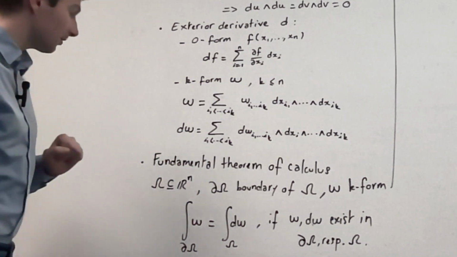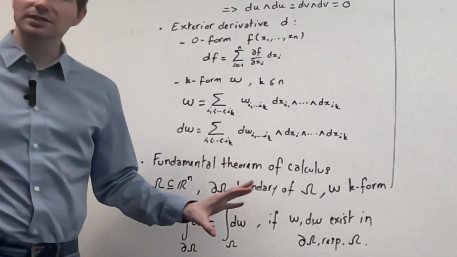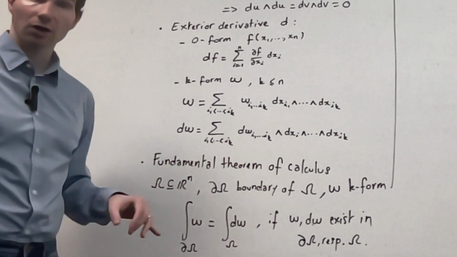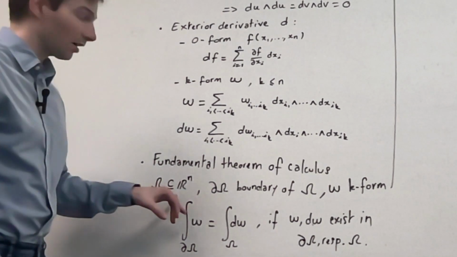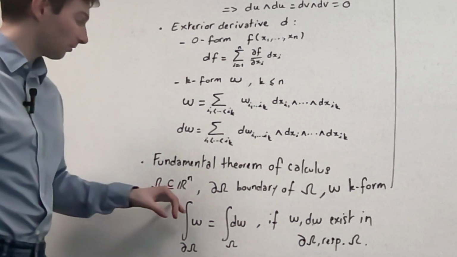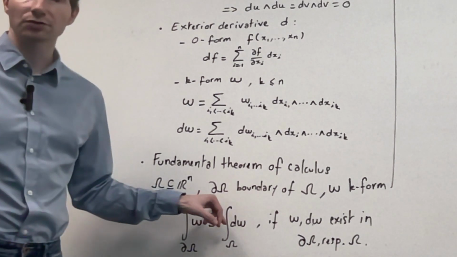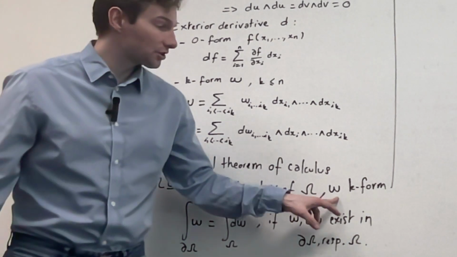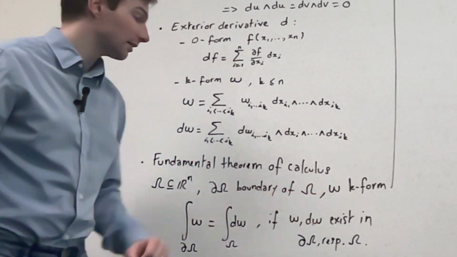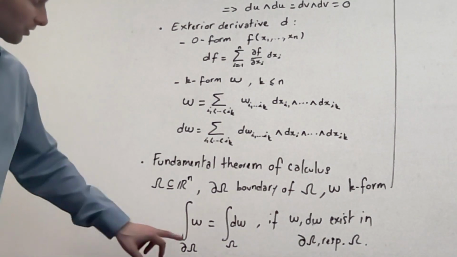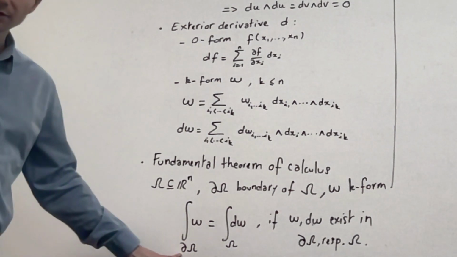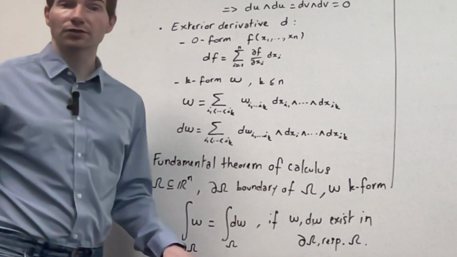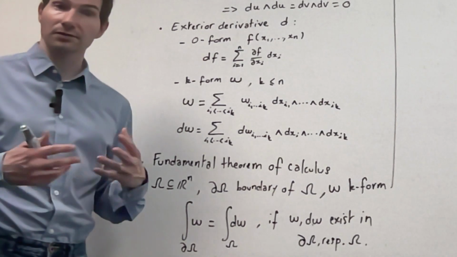Once we have that, we can state the fundamental theorem of calculus. If you take a compact subset of Rn, so a compact domain of Rn that has a boundary that you denote d of omega, and you consider a k form omega, then the integral of omega over the boundary is equal to the integral of d omega over the totality of the domain itself.